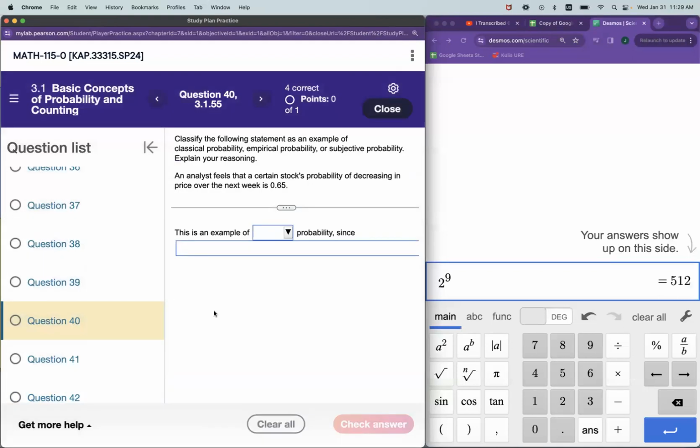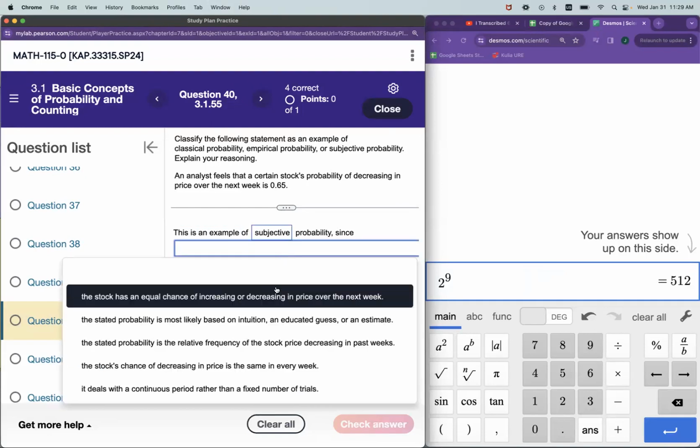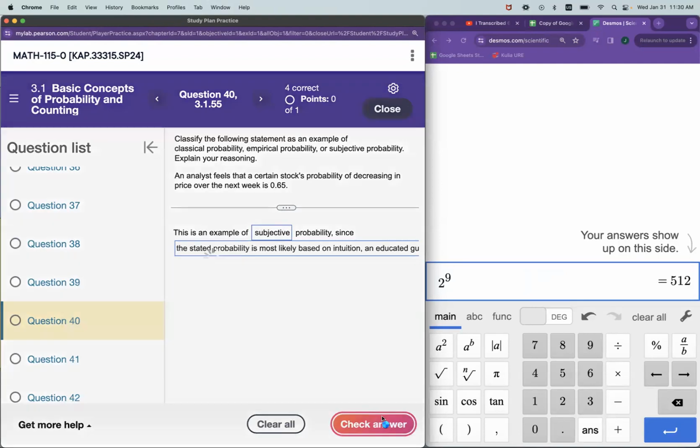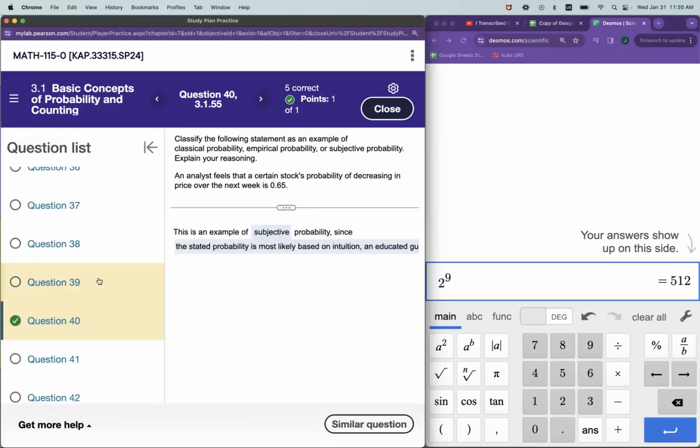Yeah. Okay, number 40. Classify the problem statement as an example of classical probability, empirical, or subjective. Explain reasoning. An analyst feels a certain stock's probability of decreasing next week is 0.65. That sounds like subjective, because there's no evidence, it's based on intuition. Yep. Okay. Yeah, they didn't give any reason for that estimate. That's kind of a lame question.